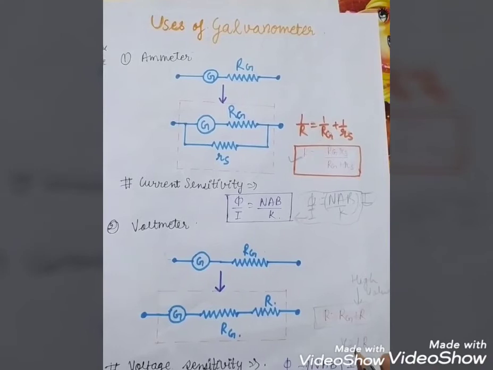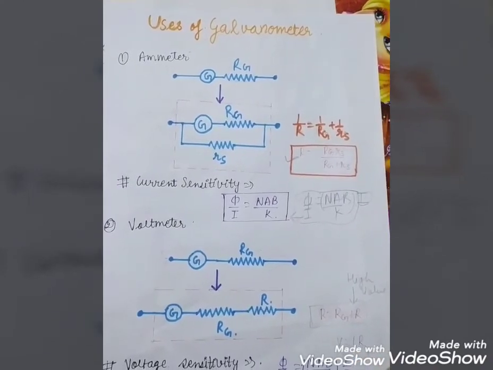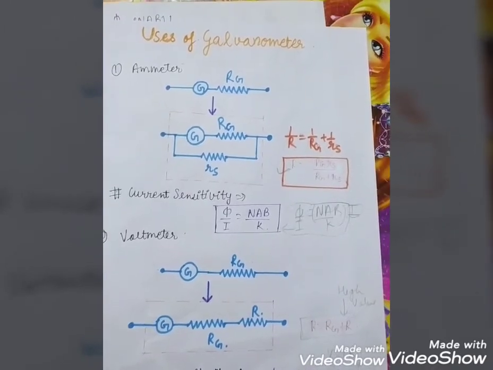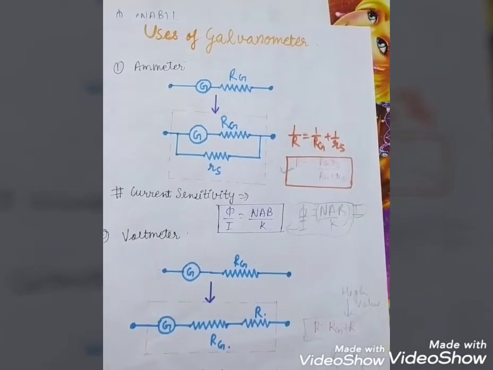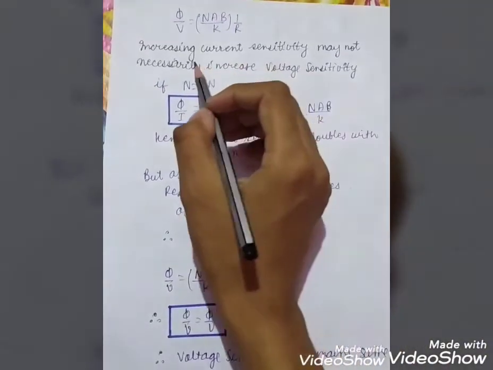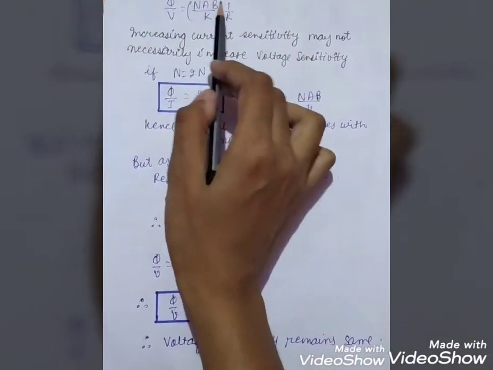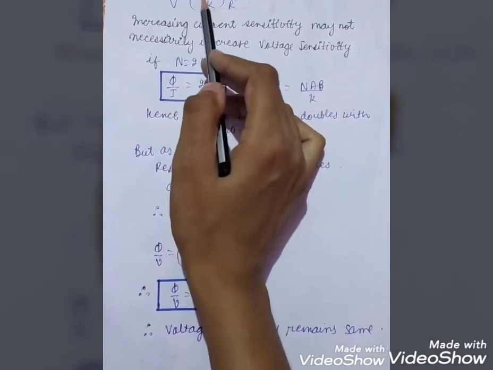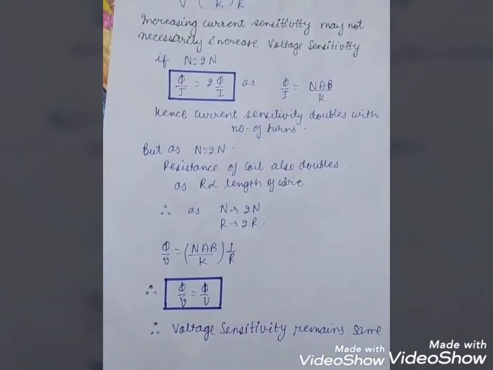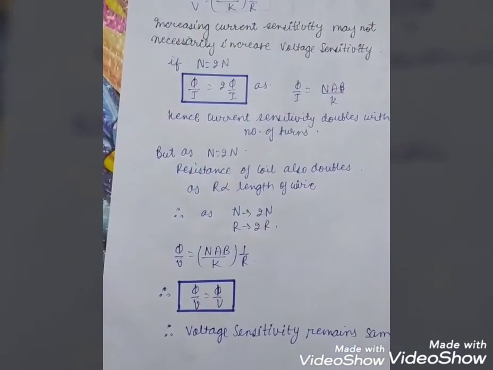So if I want the value of I divided by V, I can simply get it as 1 by R. In place of I divided by V, I can write simply 1 by R. So the formula becomes the number of deflections per unit voltage is equal to NAB divided by K into 1 by R. This was all about voltage sensitivity.